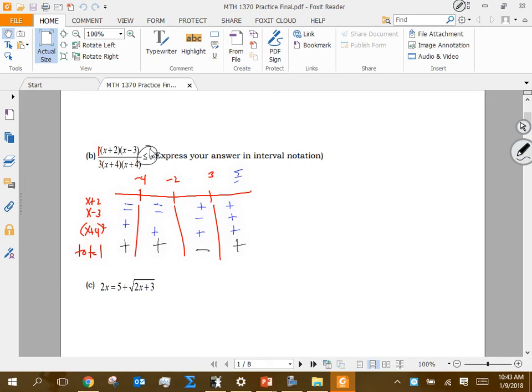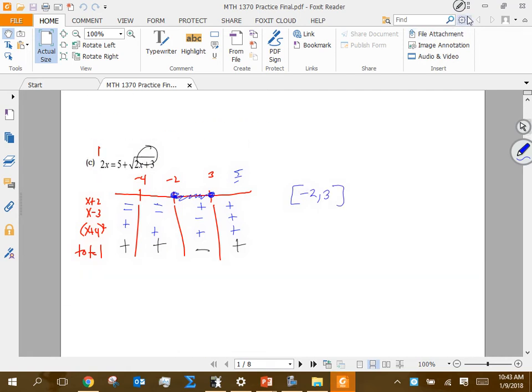This is saying we want less than or equal to 0. So that's negative numbers. So we're looking from negative 2 to 3. Those are the only ones providing a negative. And that's what we've got. So negative 2 to 3 is that interval notation.